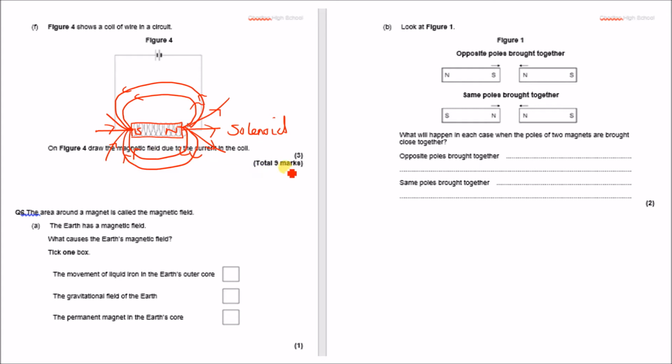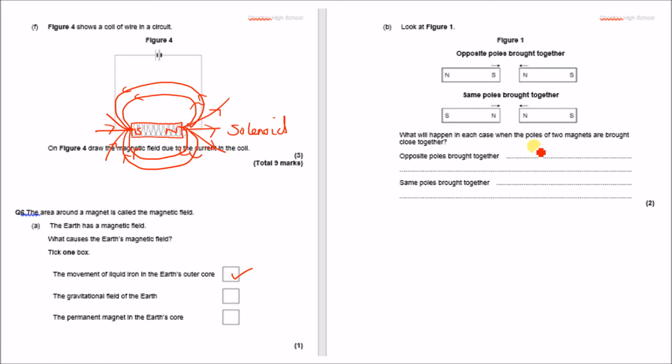So remember, whenever you see a solenoid, you just pretend it's a bar magnet and the field will be exactly the same. It goes from the North Pole to the South Pole. Right, the area around a magnet is called a magnetic field. The Earth has a magnetic field. What causes the Earth's magnetic field? It is the movement of liquid iron in the Earth's outer core. So this spinning of iron generates a magnetic field.